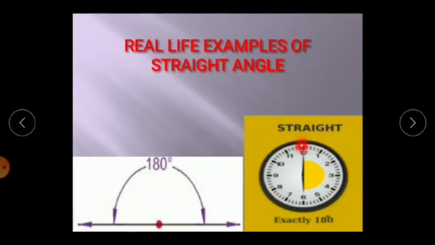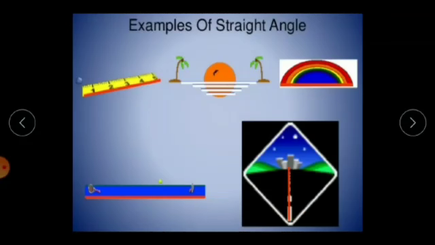Straight angle. An angle whose measure is equal to 180 degrees is known as straight angle. Here are some examples of straight angle.